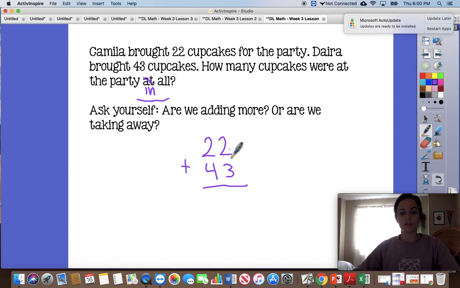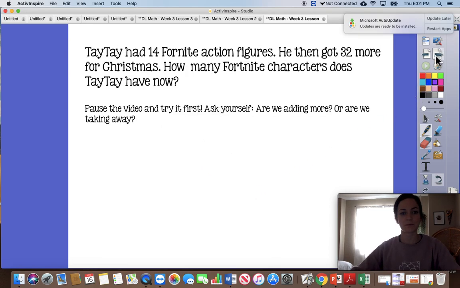Add my ones first. 2 plus 3 is 5. And then 2 tens plus 4 tens, or you could say 20 plus 40, is 60. So there are 65 cupcakes in all. When we're adding, remember, we're putting two groups together, okay? Let's look at another problem.